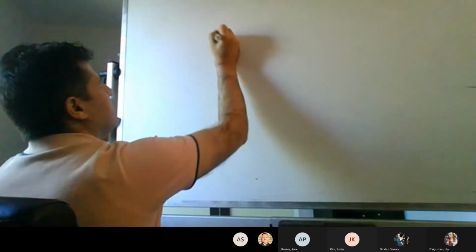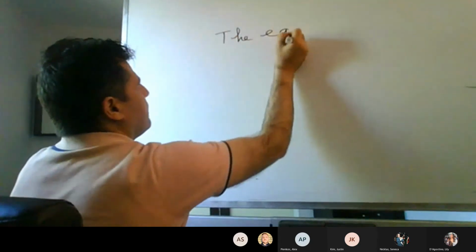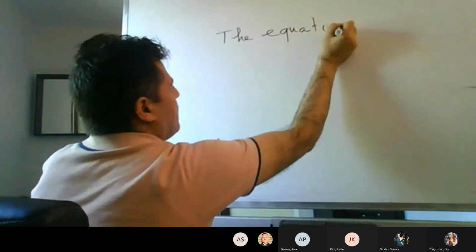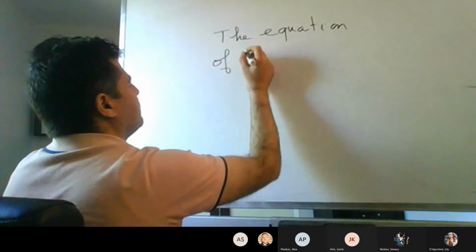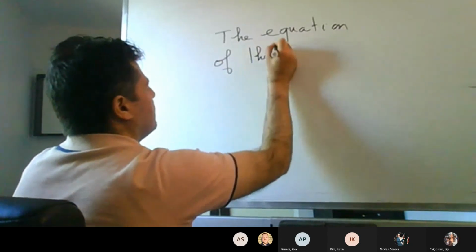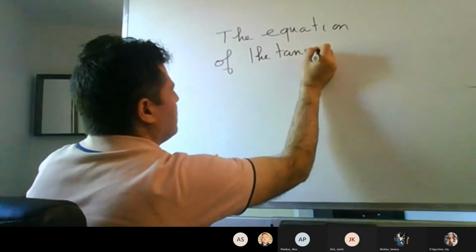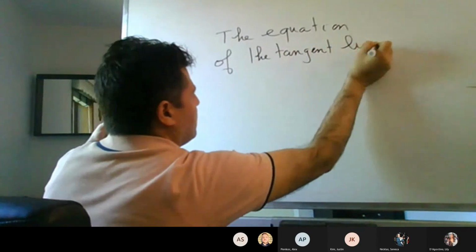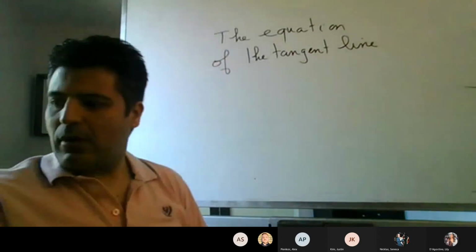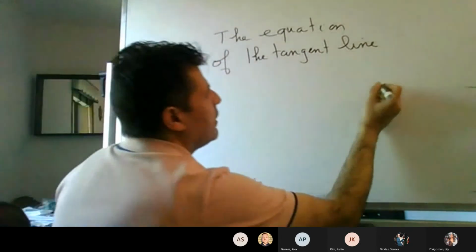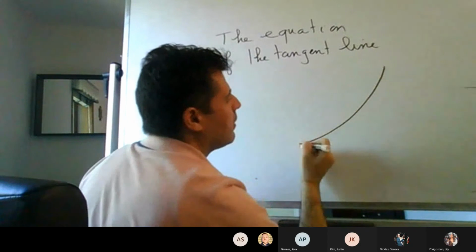The equation of the tangent line. So suppose you have a curve here. Suppose you have a function here like this. This is a function.